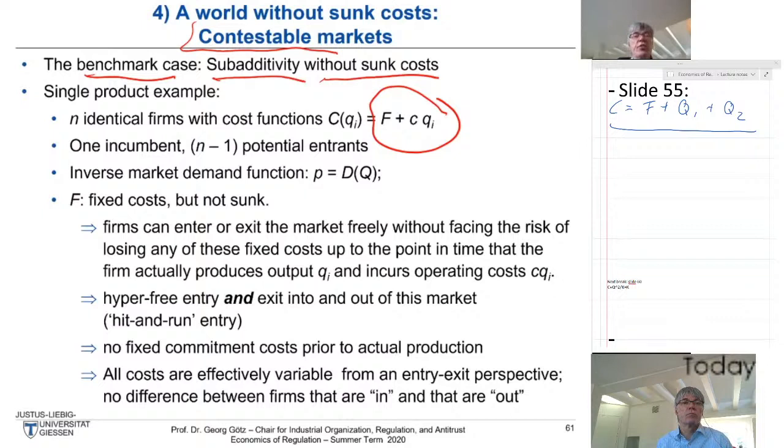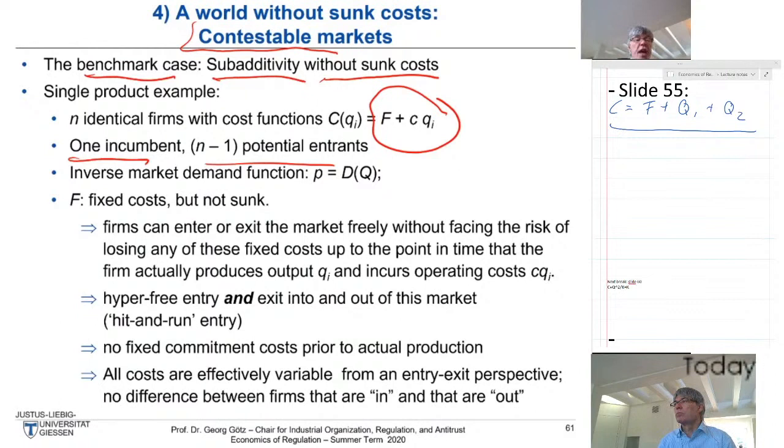And for simplicity, we look into the single product example, and we assume that we have n identical firms, which all have these standard kind of cost functions, C is F plus c times Q. The important thing is we have one incumbent, one firm which is active in the market, and all of the other n minus one firms are what is called potential entrants. We have given some inverse market demand function, so some downward sloping demand function where the price is a function of the output. The F is fixed but not sunk.